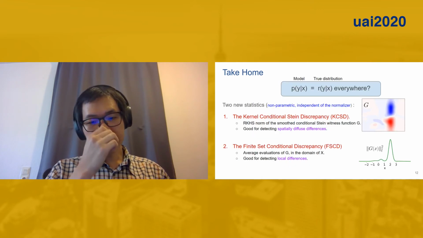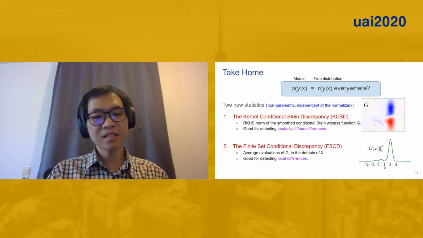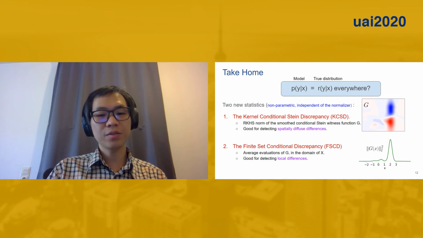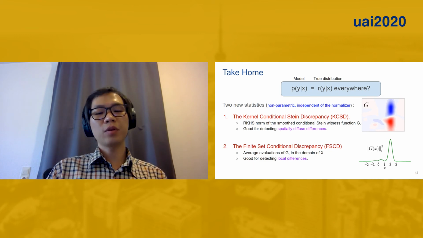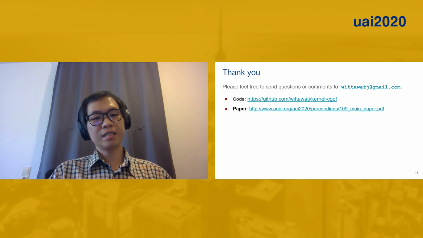Okay, so the take-home message is that we propose two statistics. The first one is what I just explained. We didn't have time, but it's good for detecting spatially diffuse differences. But the second statistic is good for detecting local differences. If you'd like to know more, please check our paper, and please feel free to send questions or comments.